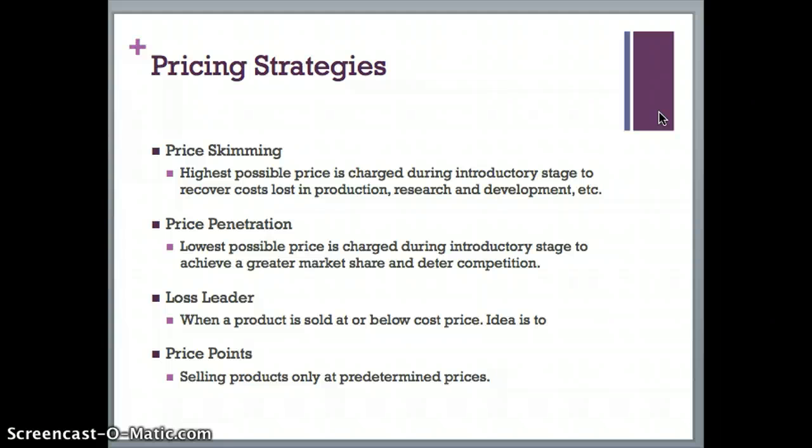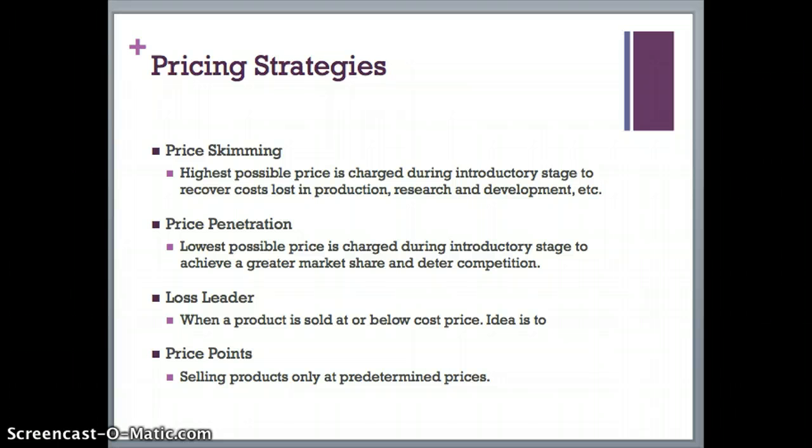Next is price penetration. And this is when a business charges the lowest possible price for a product to achieve a greater market share. The idea is to sell a lot of units during the introduction stage and thus discourage competitors from entering the market. So these are quite forward, and you can look up examples in your own time, and I'm sure you'll find some. Next, loss leader. Loss leader is a product sold at or below cost price. The business does make a loss, however, the idea is that the low prices will attract customers into the store and they will purchase other products, and thus the business will make up for the money lost on the loss leader product.